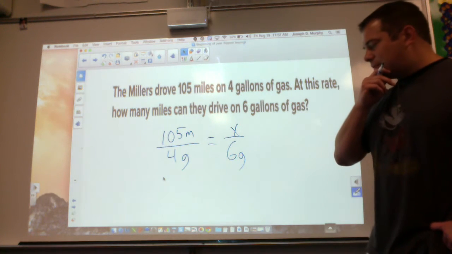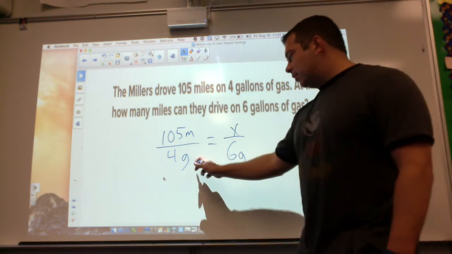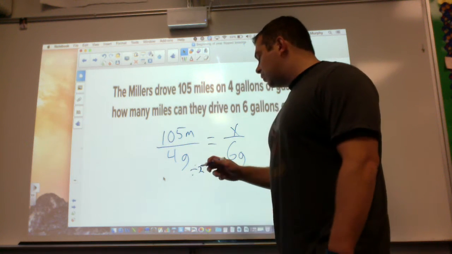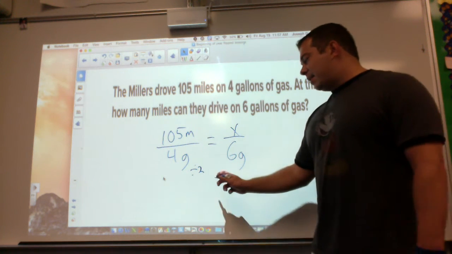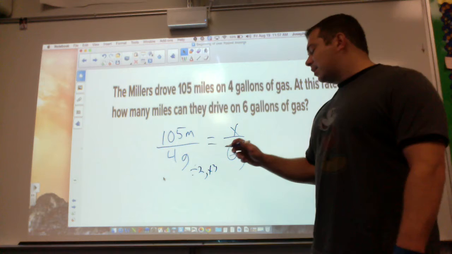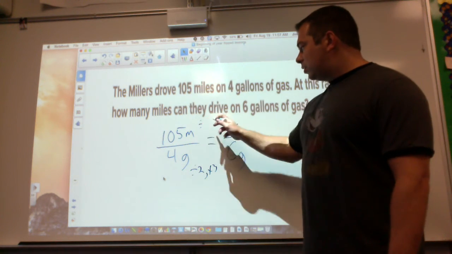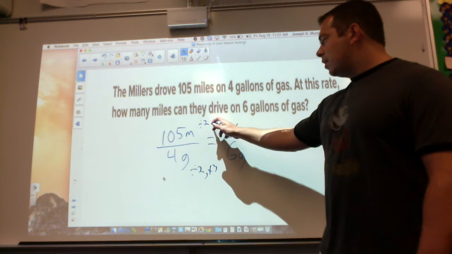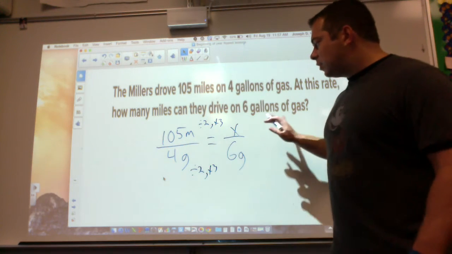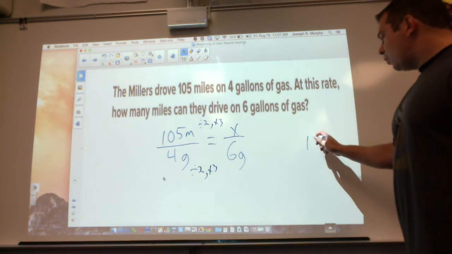Let's try dividing by 2. So 4 divided by 2 equals 2. And then let's multiply by 3, because 2 times 3 equals 6. So I have to do the same 2 steps up here, divide by 2 and then times 3. So let's do some work over here.